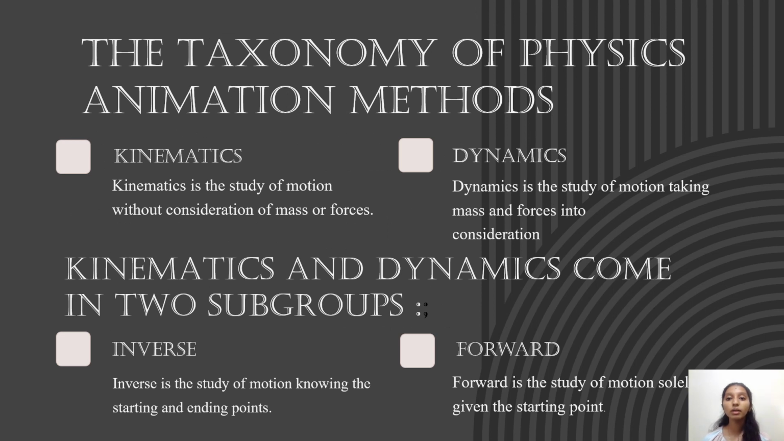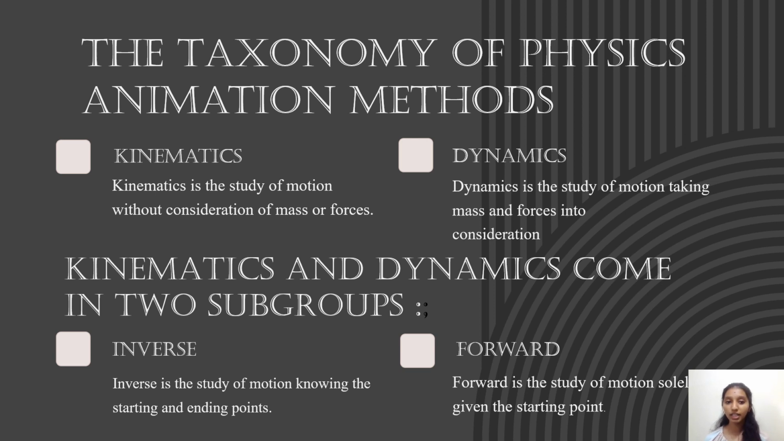Next, the taxonomy of physics animation methods. There are mainly two taxonomies, kinematics and dynamics. Kinematics is the study of motion without consideration of mass or forces. Dynamics is the study of motion taking mass and forces into consideration.